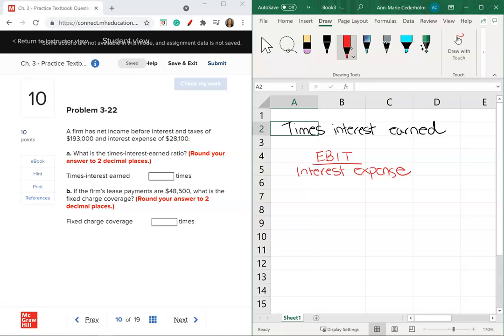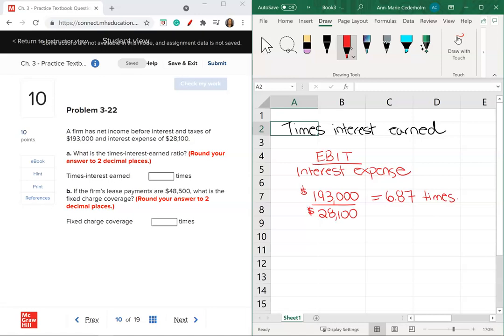So our earnings before interest and taxes is given to us. It's 193. And then the interest expense is given to us, and that's 28,100. And we'll round this to 2 decimal places. So if you take 193 and divide that by 28,100, that gives us 6.87 times.